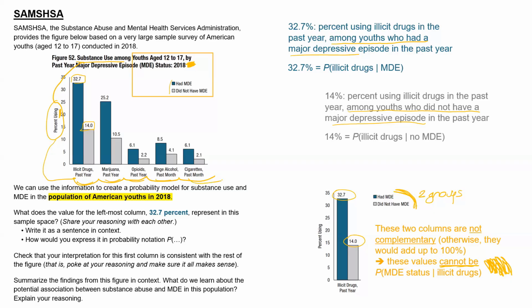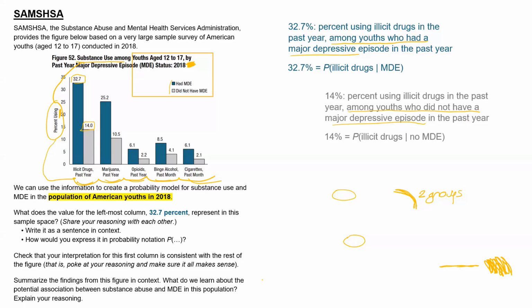Now that we fully understand all the elements of this figure, what do we learn from it? Well, we see that some substances have a higher percent of individuals using them than others. Obviously, illicit drugs overall, because that includes several of the substances described in the graph. But otherwise, most notably, the percent of youth using marijuana in the past year was the highest of all the different types of substances. And that was true both for individuals with an MDE and individuals without an MDE. On the other end, we see that the probability of using opioids and the probability of using cigarettes are actually fairly similar.